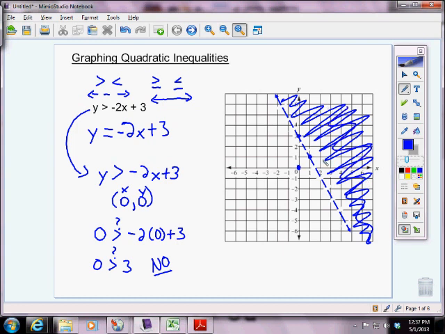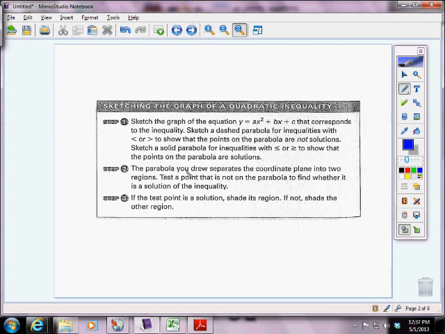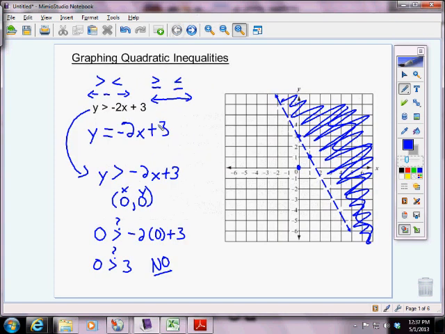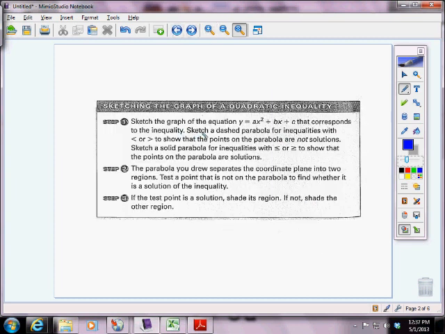Okay? So this is how we graph a linear inequality. It's the same concept for graphing a quadratic inequality. So here are your rules. The first thing you need to do, step 1, is sketch a graph of the equation, just like we did here. We graphed the equation. Sketch a dashed parabola for inequalities less than or greater than, same thing. Sketch a solid parabola if it's less than or equal to or greater than or equal to.